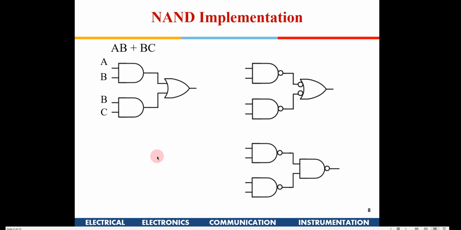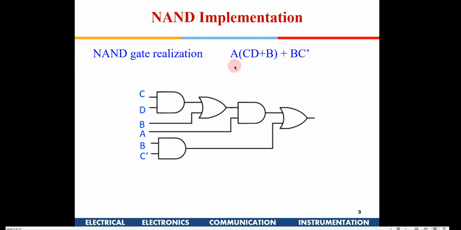Now, if you see here, we'll take one more example, so things will be even more clear. This is a NAND gate realization. This is the function which I need to make. This is the expression which needs to be implemented in hardware.